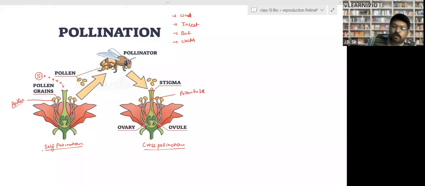Pollination. The transfer of pollen grain from anther of stamen to stigma of a carpel is called pollination.